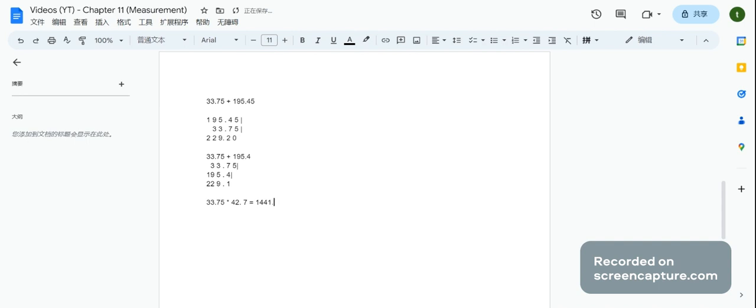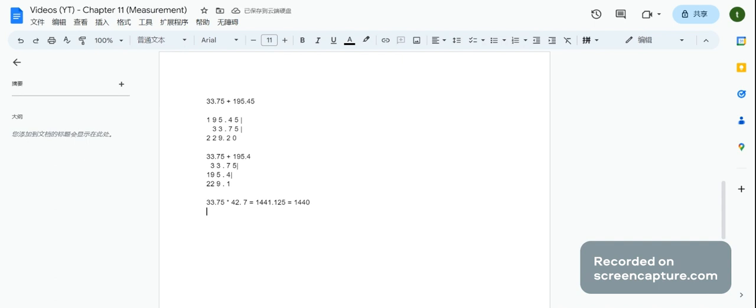1441.125. However, you look at the two values. This one has four significant figures. This one has three significant figures. Therefore, the value would be rounded to here. In this case, it would be 1440.